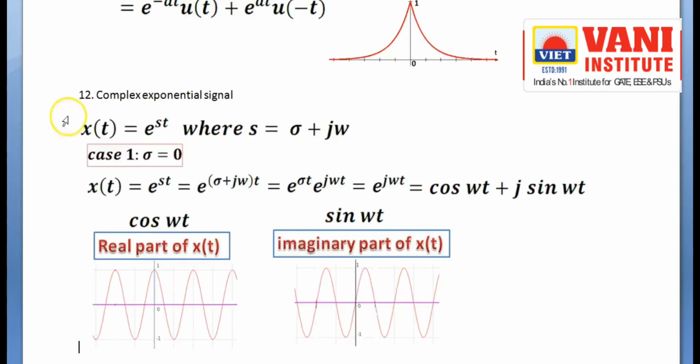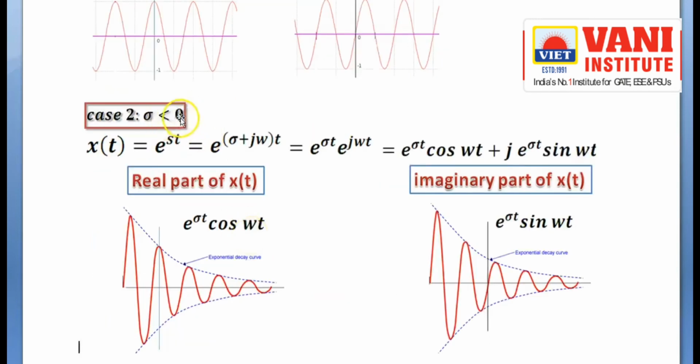Next one is complex exponential. e power st is called complex exponential, where s is a complex frequency which is sigma plus j omega. If you substitute sigma plus j omega in place of s, the first case is sigma equal to 0. Then it is e power 0 into e power j omega t, just e power j omega t. e power j theta means cos theta plus j sin theta. So the real part is cos omega t and the imaginary part is sin omega t. When sigma is 0, this is the diagram of e power st.